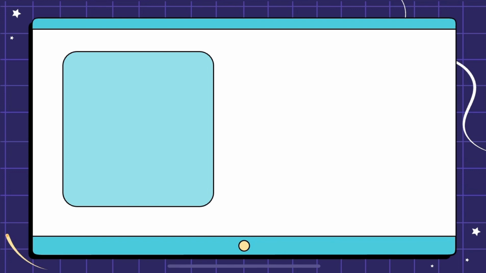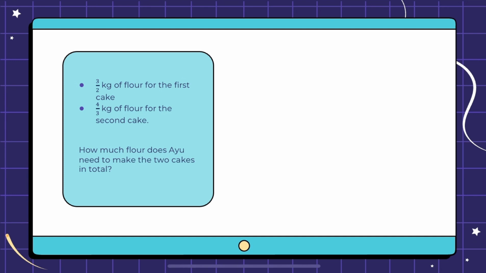Okay, now we're going to solve the question before. We know from the question there is 3/2 kg of flour for the first cake, and then 4/3 kg of flour for the second cake. The question is, how much flour does Ayu need to make the 2 cakes in total? This question asks us to calculate how much flour Ayu used to make the 2 cakes.